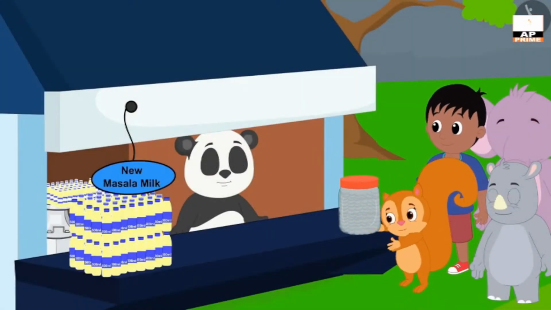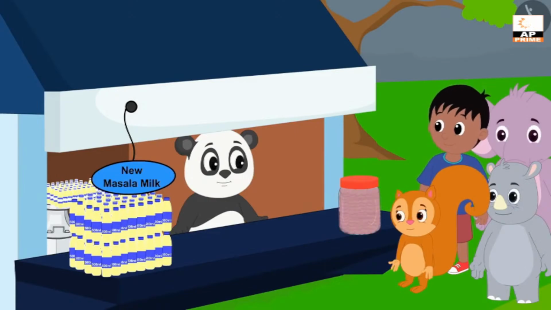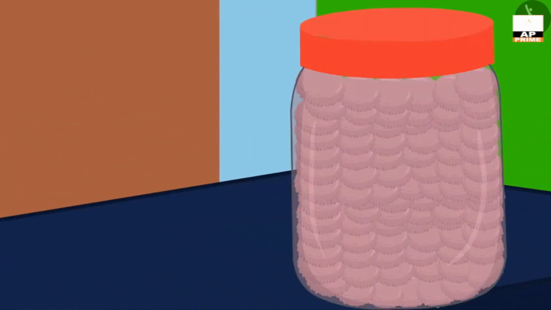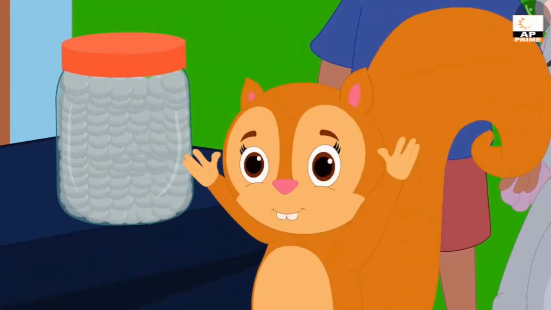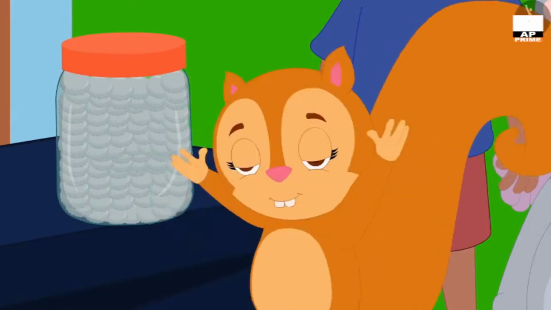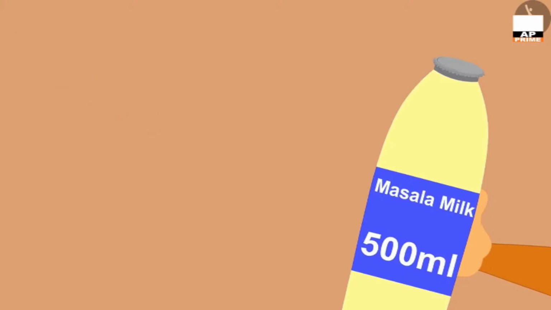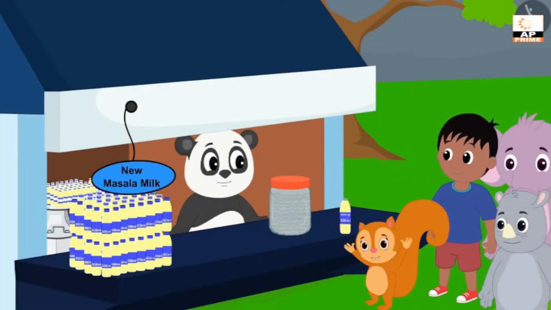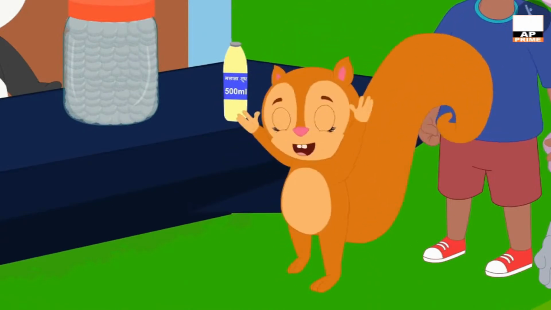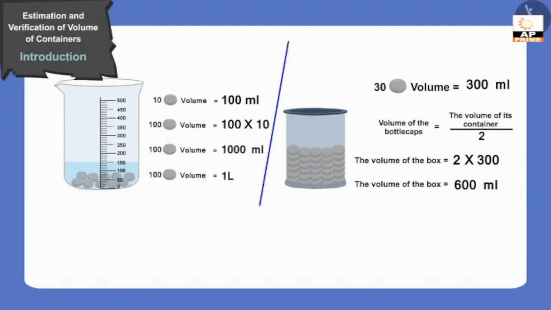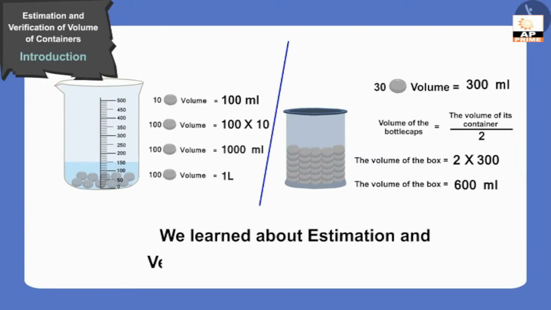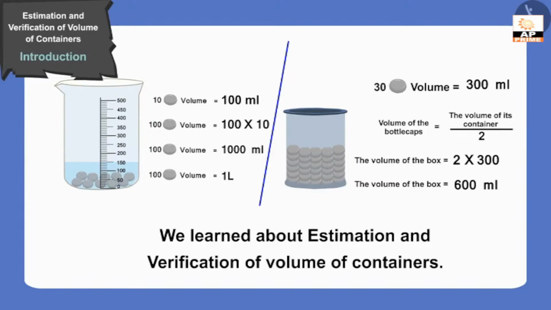Chanda collected the most number of bottle caps. She has gathered 100 bottle caps and she finally won the competition. Now, Chanda will get 1 masala milk bottle free every day for a whole month. Look how happily Chanda is dancing. Children, in this video, we learned about estimation and verification of volume of containers. In the next video, we will learn more about it by some interesting examples.